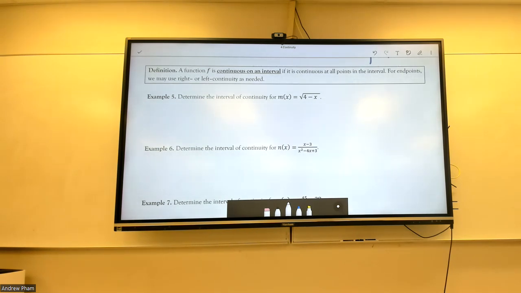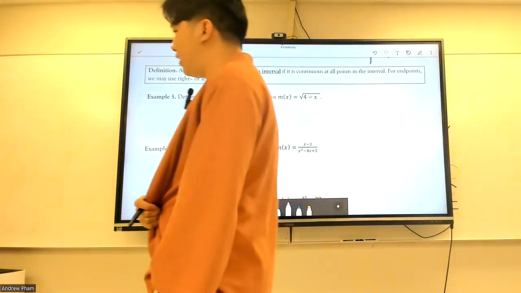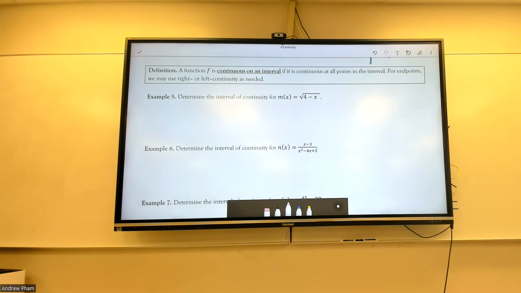So the question we would have here is, how do I even start looking at interval of continuity? I'll give you some time to copy stuff down before I continue. If you've already finished writing, you can start thinking, how can I even think about the interval of continuity for number 5?